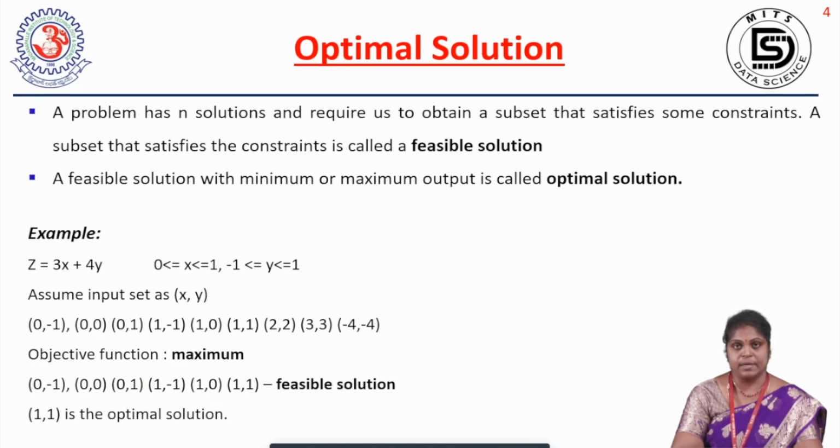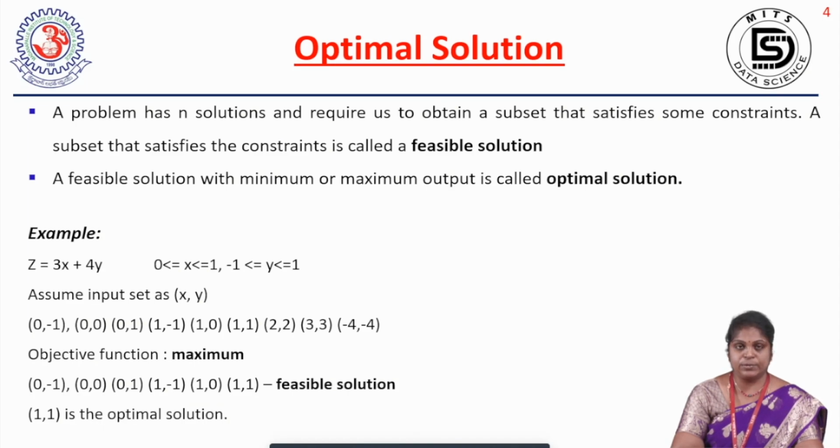Another example is also given: z equal to 3x plus 4y. This is the expression. For this expression, the given input sets are (0, -1), (0, 0), (0, 1), (1, -1), (1, 0), (1, 1), (2, 2), (3, 3), (-4, 4). All these are the given input sets of x and y values.